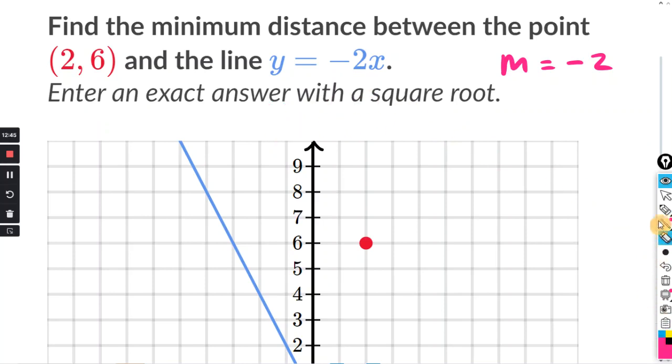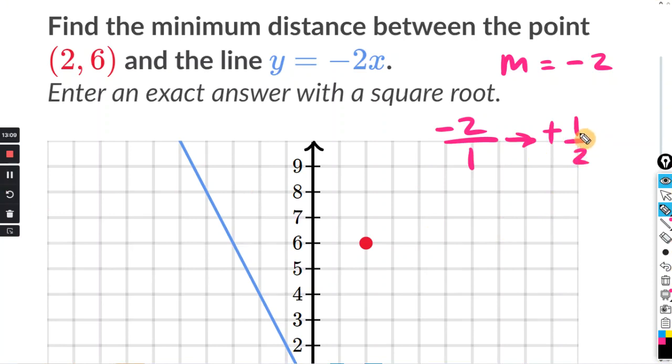The second step is to apply the negative reciprocal. So we have negative 2, and you can certainly make it negative 2 over 1. That's the same thing. And the two steps: flip it, so keep the negative and flip it, negative 1/2, and then change the plus minus sign. So that's positive 1/2.